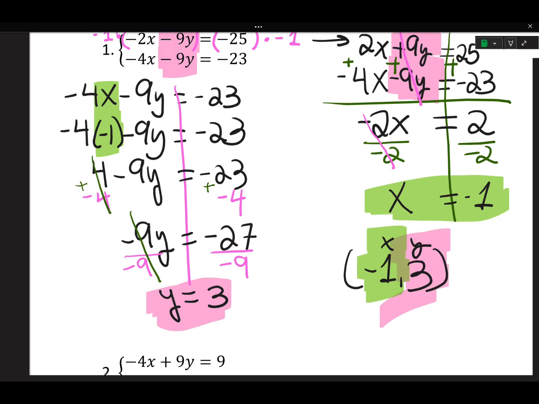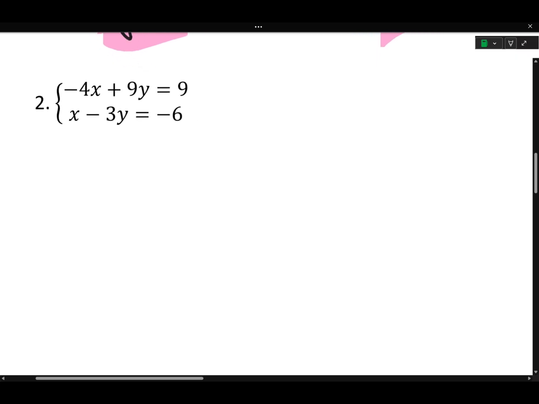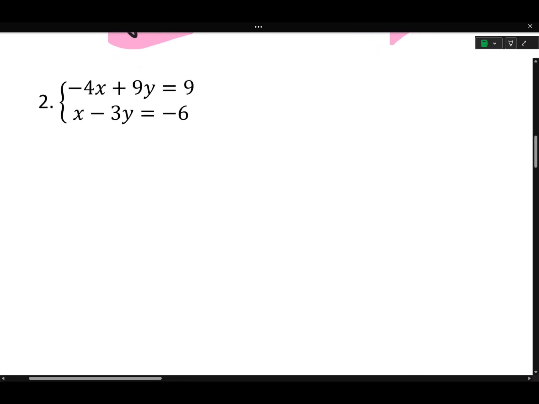Fantastic. Let's try another one. Let's begin with how I was beginning number 1. I was looking to see if I have positives and negatives for x's or y's. It looks like in this problem, both x's and y's have one positive, one negative. In the first equation, the x's have a -4 and an invisible +1, and then the y's have a +9 and a +3. It does not matter which variable we get rid of first.